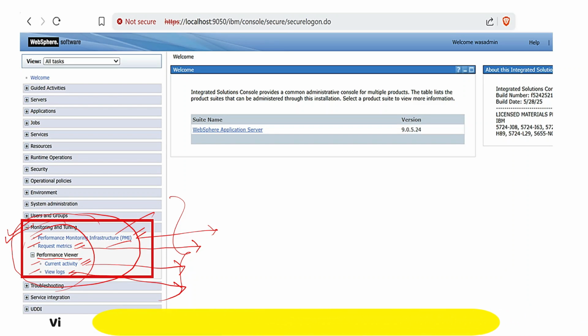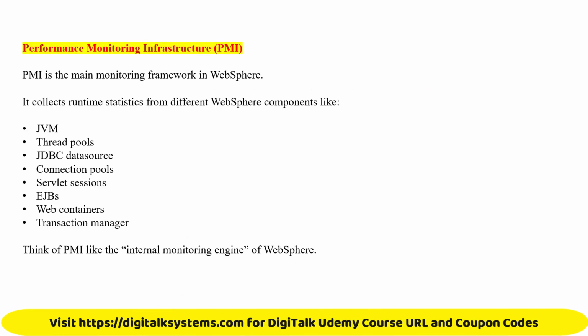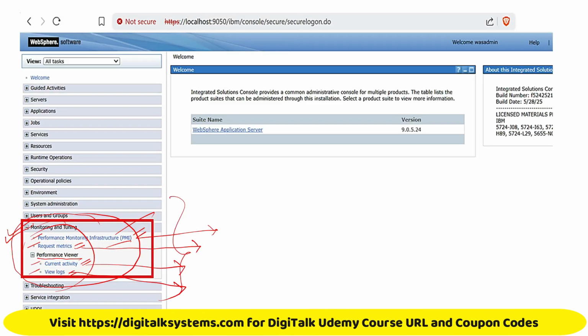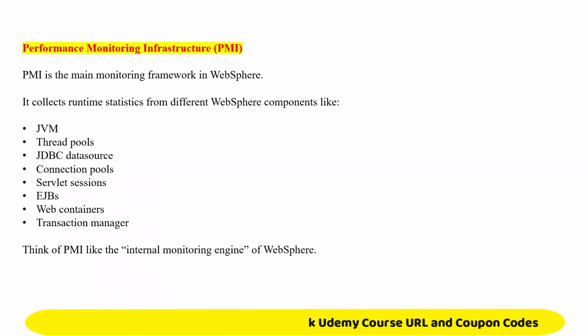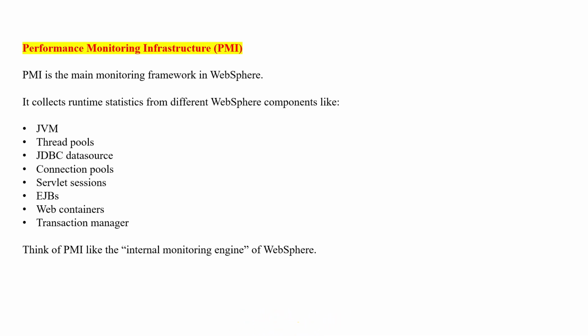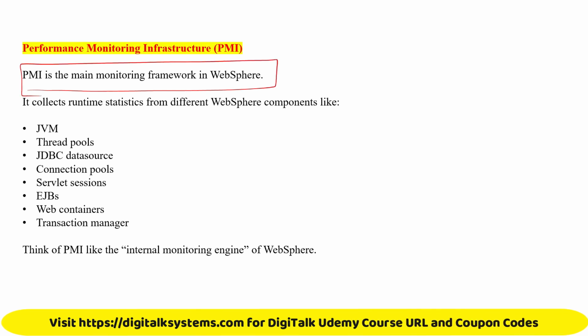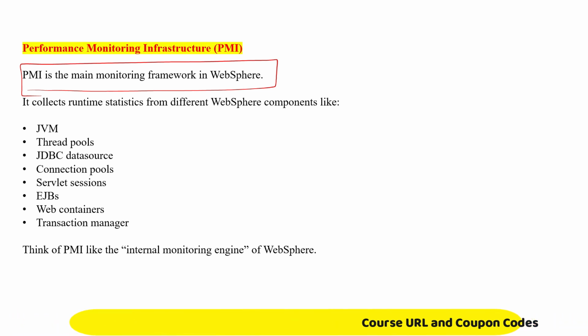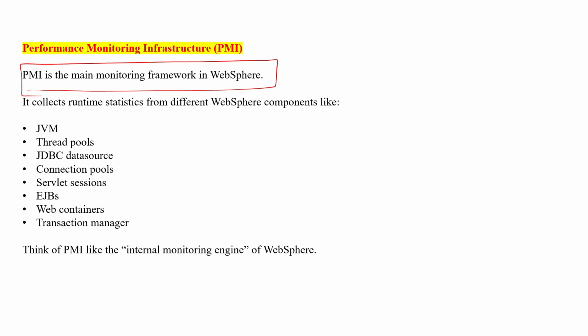Now let us talk about this monitoring and tuning section. The very first thing I mentioned is the PMI, the performance monitoring infrastructure section. So what exactly is the performance monitoring infrastructure? PMI is the main monitoring framework and infrastructure. That means we have a framework, an automatically built-in system, or a kind of software inbuilt in your WebSphere, called the monitoring framework, which enables and monitors the different statistics of the different parameters that have been configured in your WebSphere.